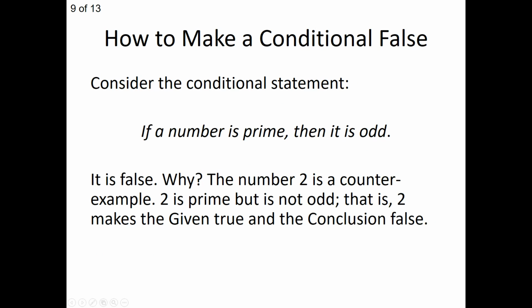Here's an example of a false conditional statement. In the middle, we read, if a number is prime, then it is odd. There is a counterexample to the statement. The counterexample is the number 2. Now note that the number 2 does in fact satisfy the given, and that must be required for all counterexamples. It must satisfy the given. Then, in order to make this conditional false, it has to fail the conclusion. And look, 2 is not an odd number, so it satisfies the given, but it fails in the conclusion. That's what we're looking for in a counterexample.